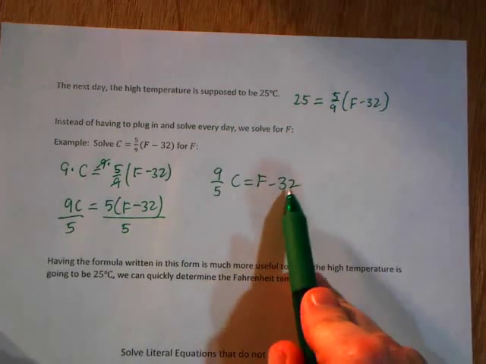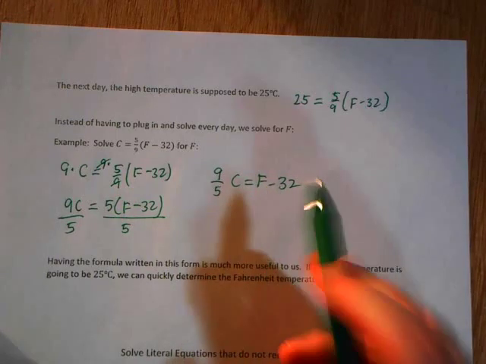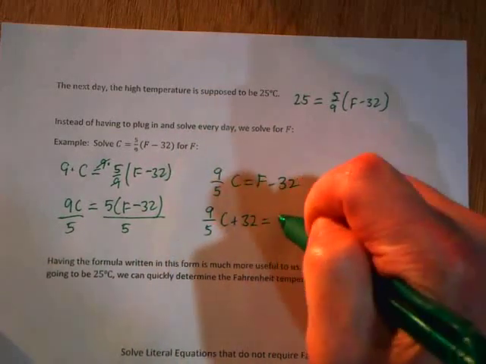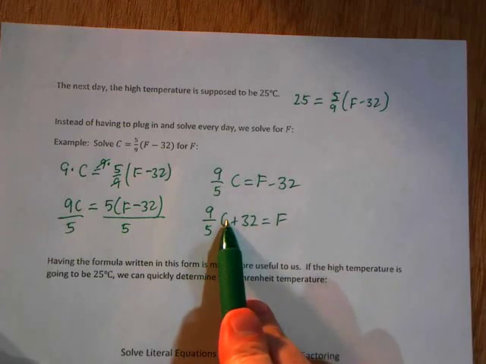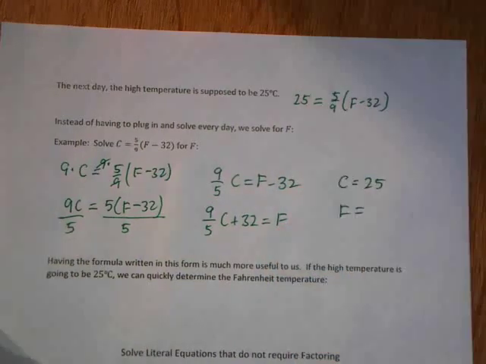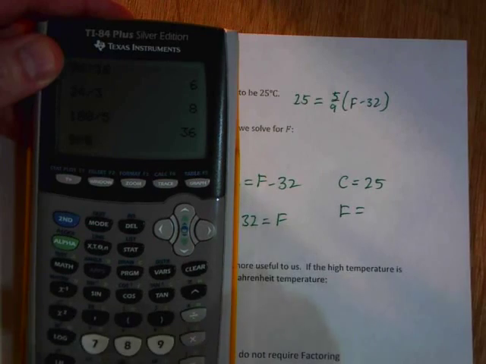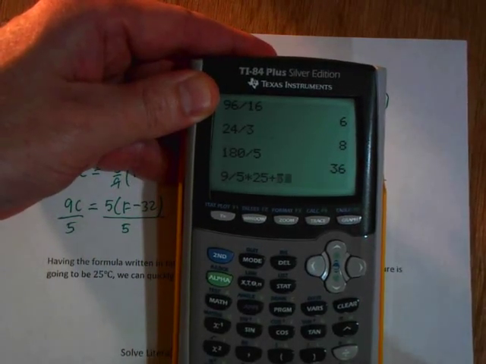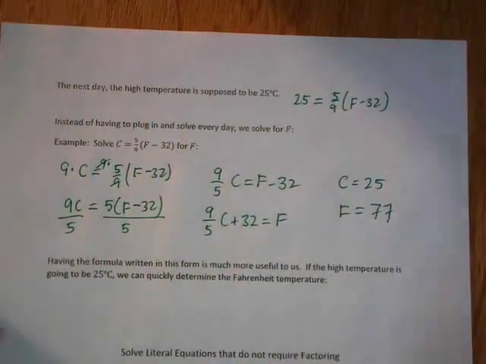And then we can get the f all by itself by adding 32. We add 32 because that's a minus 32. 9/5 c plus 32 equals f. So now notice how much easier this would be. If I want to know what happens when c is 25, I can just plug it in. So I grab my calculator and I go 9/5 times 25 plus 32, and I know right away the Fahrenheit temperature is going to be 77 degrees.